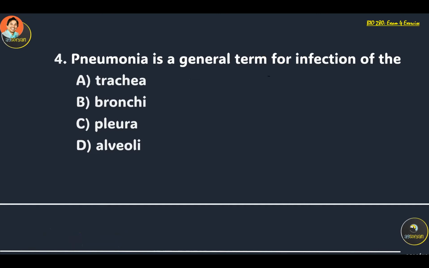Pneumonia is general term for infection of the A, B, C, or D. Okay, so pneumonia, remember pneumo means air. And the place of air in our lung is actually in a special place, which is called the sac, and this sac is called the alveoli. So pneumonia is general term for infections in the alveoli.